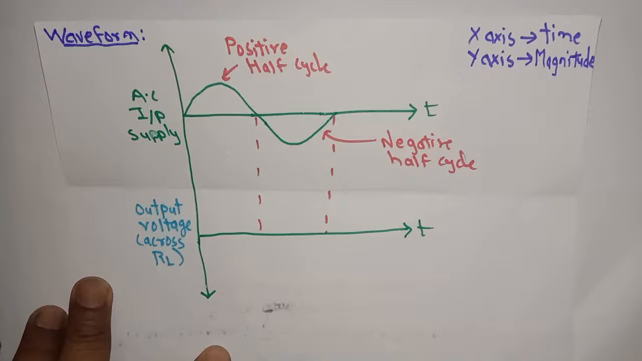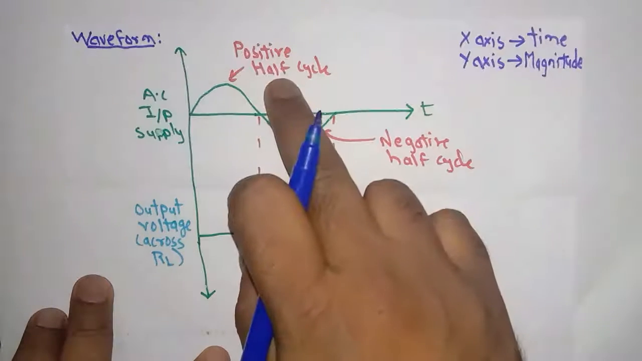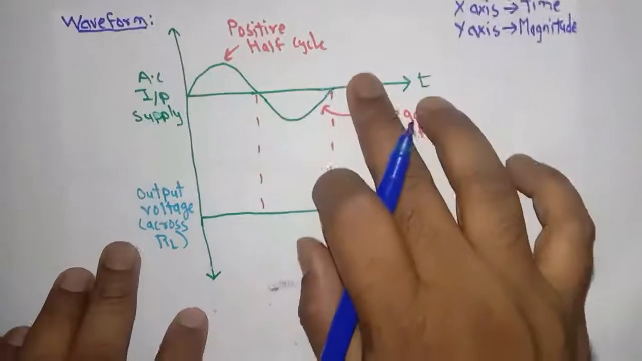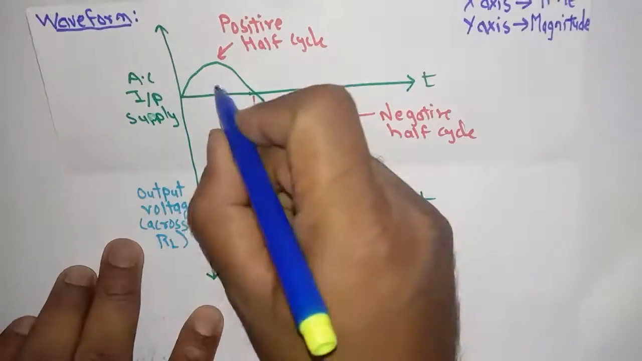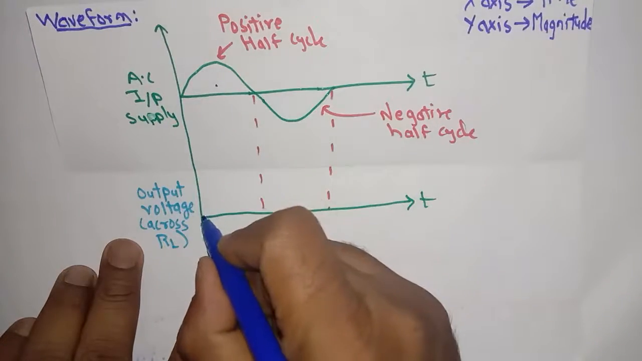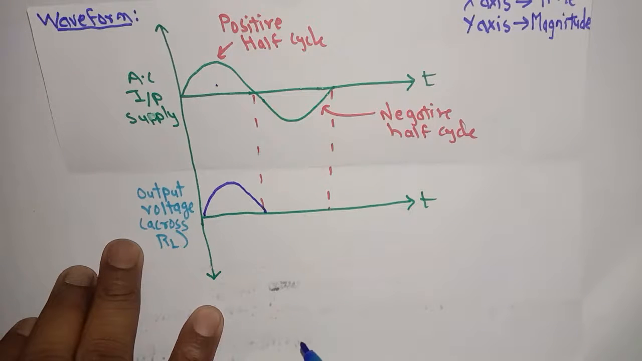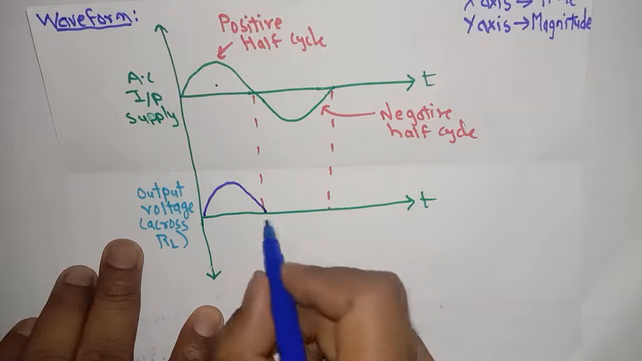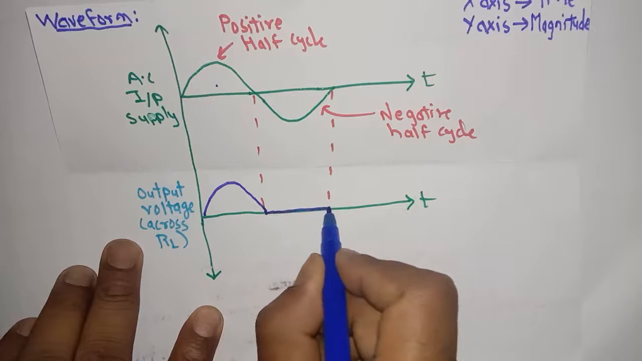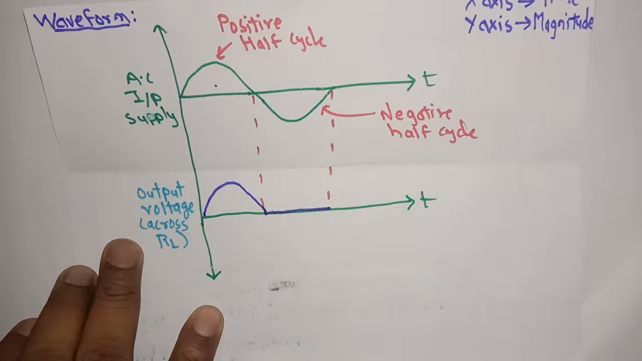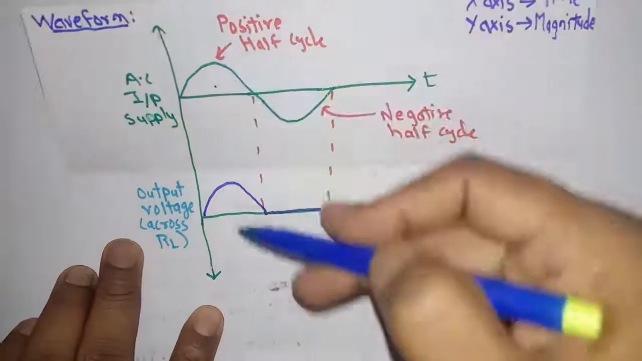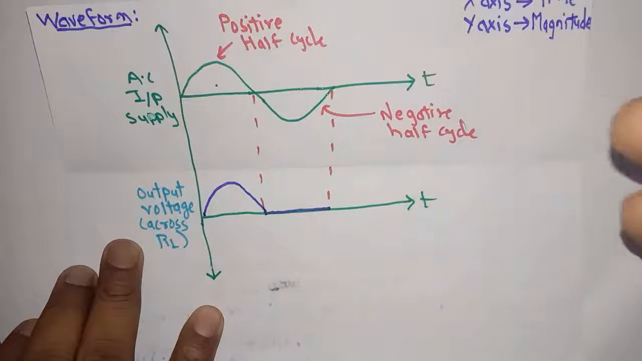Now we will see the waveform. As we know, for the positive half cycle the circuit is completed, so we get the same input at the output, the same positive half cycle. But in the case of the negative half cycle, as the circuit was not completed, we get zero output. Only the half cycle is being rectified, hence it is known as a half wave rectifier.